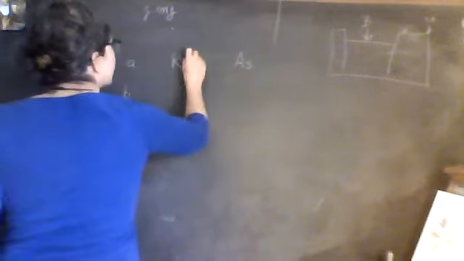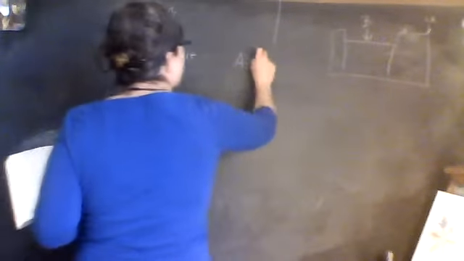So K, potassium, being in 1A, it wants to lose its valence electron. So it's going to lose its 1, and it's going to have a 1 plus. Okay. Arsenic over in column 5A wants to gain 3, so it's going to have a 3 negative. Okay.